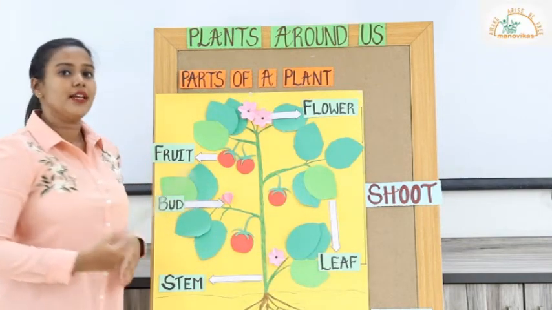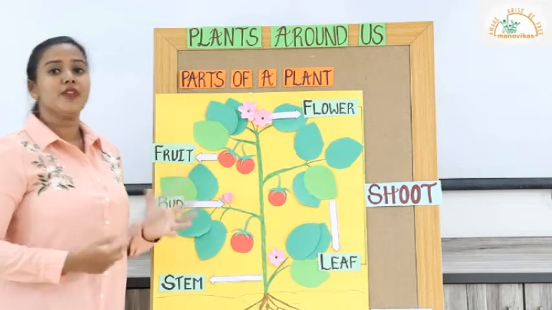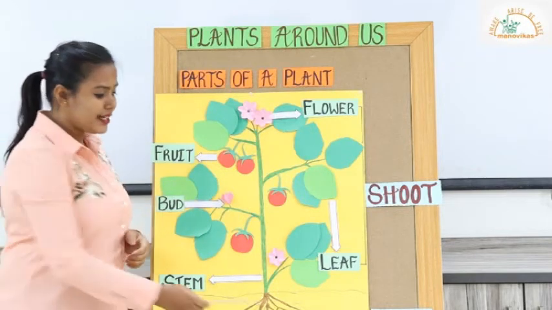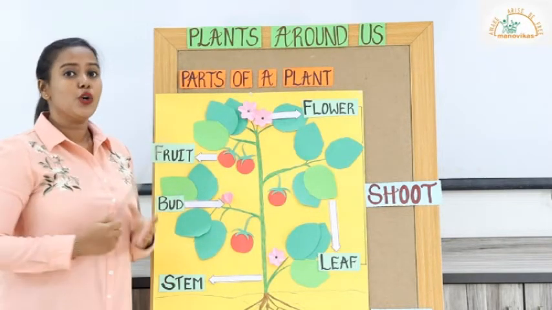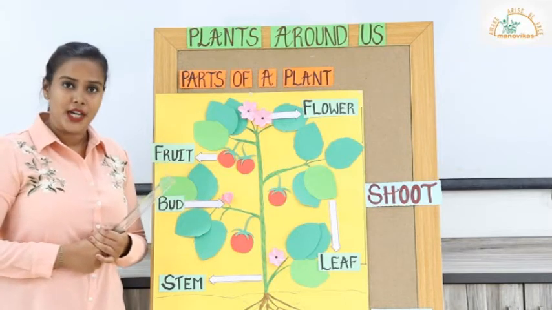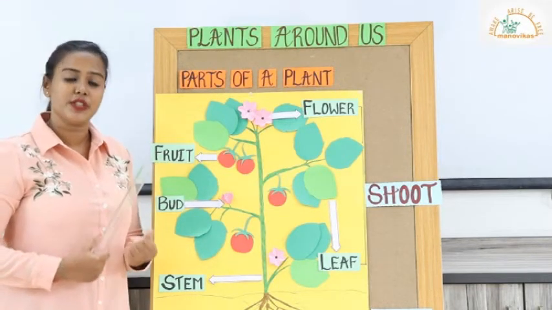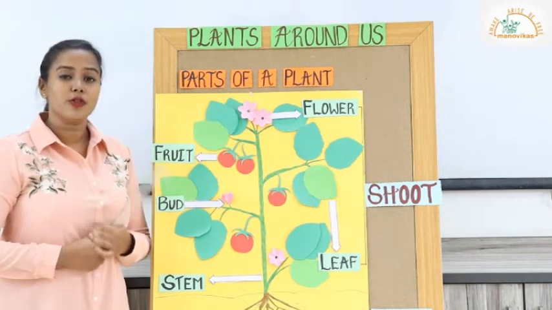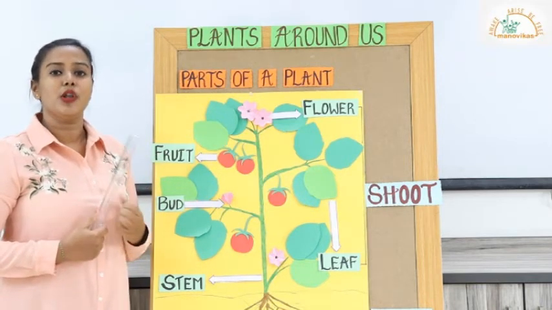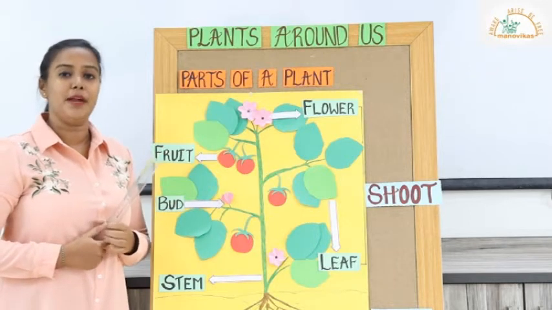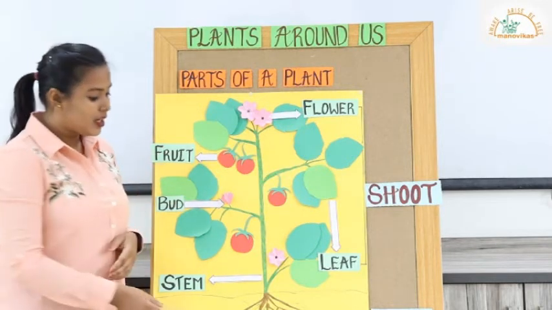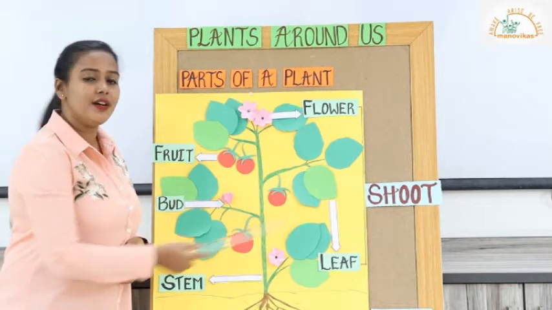Now students, there is some importance of these parts of the plants. Let's start from the roots. Roots are very important for a plant because it is the root that helps the plant to stay in the soil. It also helps the plant to take up all the nutrients, water and minerals from the ground to the different parts of the plant.